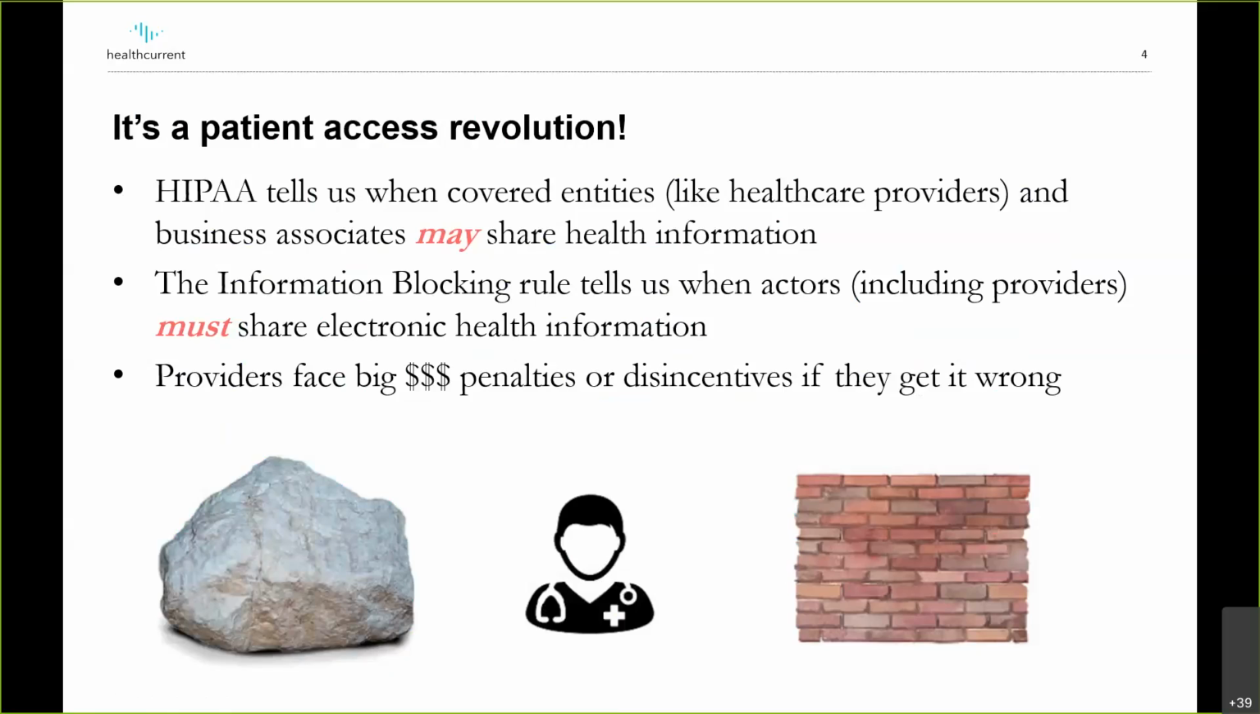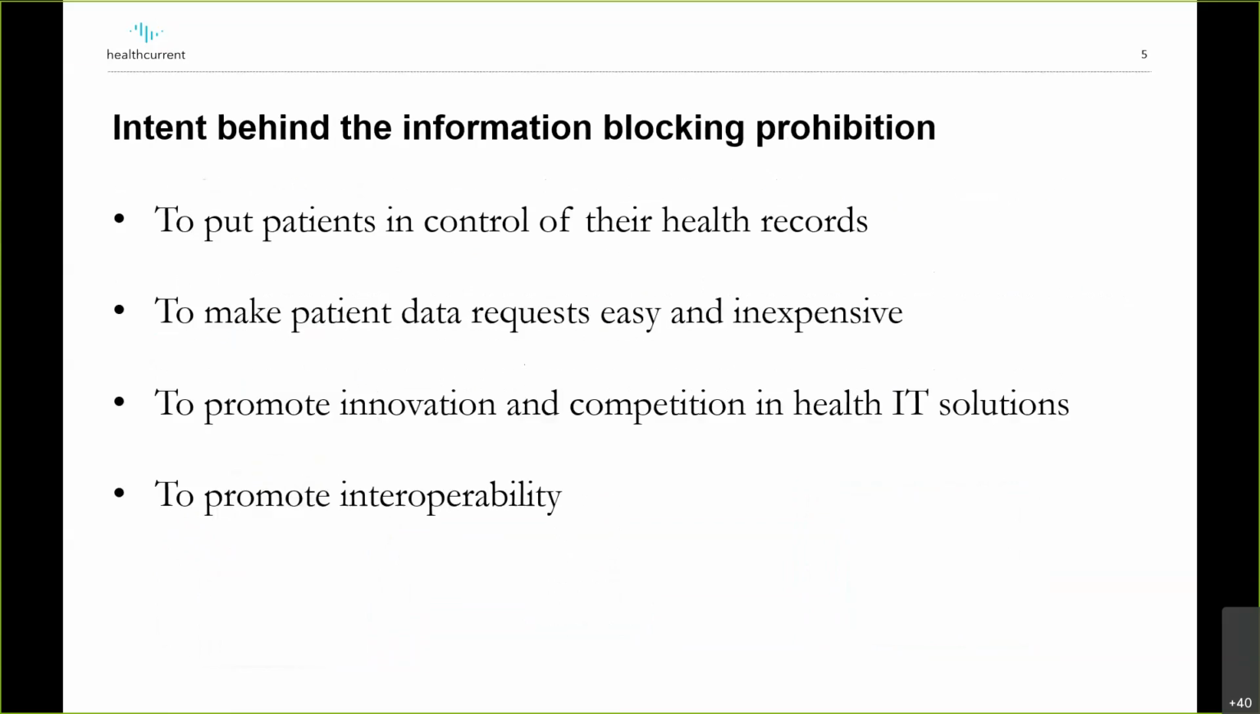And unfortunately, providers are really in between a rock and a hard place, because you're facing big penalties or disincentives on the one hand under HIPAA if you get it wrong and you disclose when you shouldn't have disclosed, and then also penalties and disincentives on the information blocking side if you should have shared your electronic health information and you didn't. You go ahead and advance the slide for me, Chase.